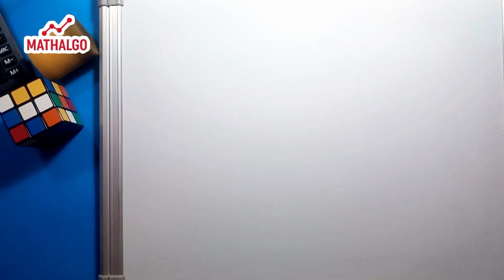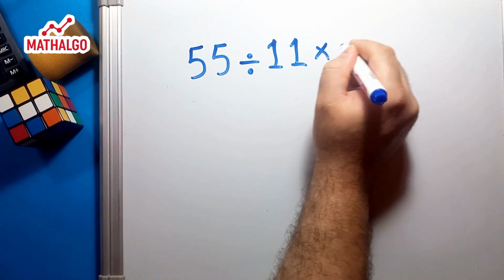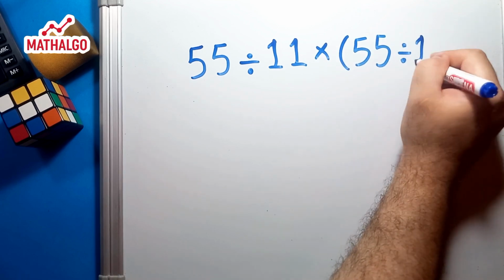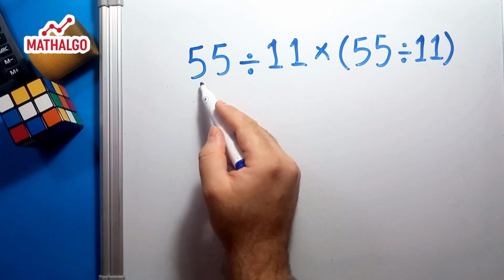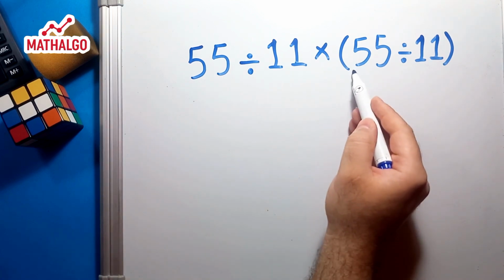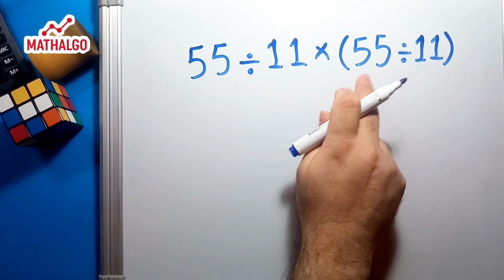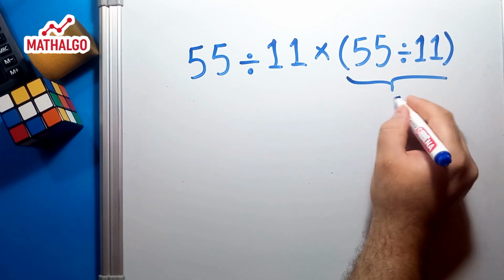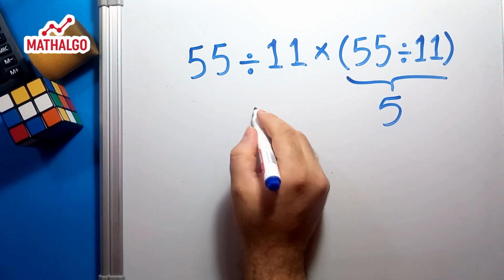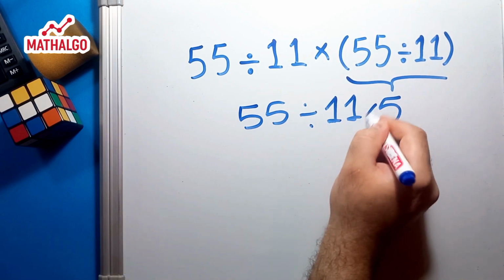Step 2. Solving 55 divided by 11 times parentheses 55 divided by 11. Now, let's level up with a slightly more complex expression. 55 divided by 11 times parentheses 55 divided by 11. First, we start with the parentheses. 55 divided by 11 equals 5. So now we have 55 divided by 11 times 5.